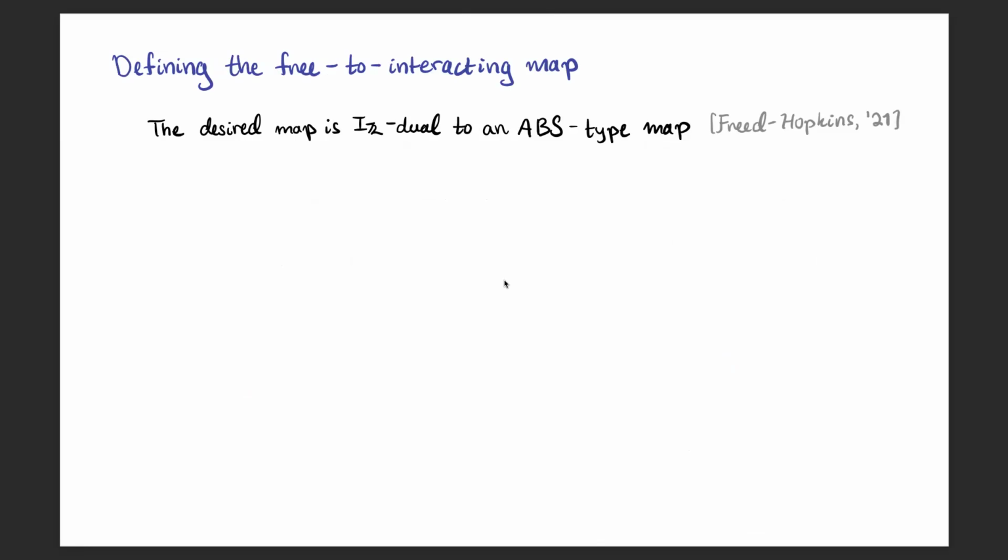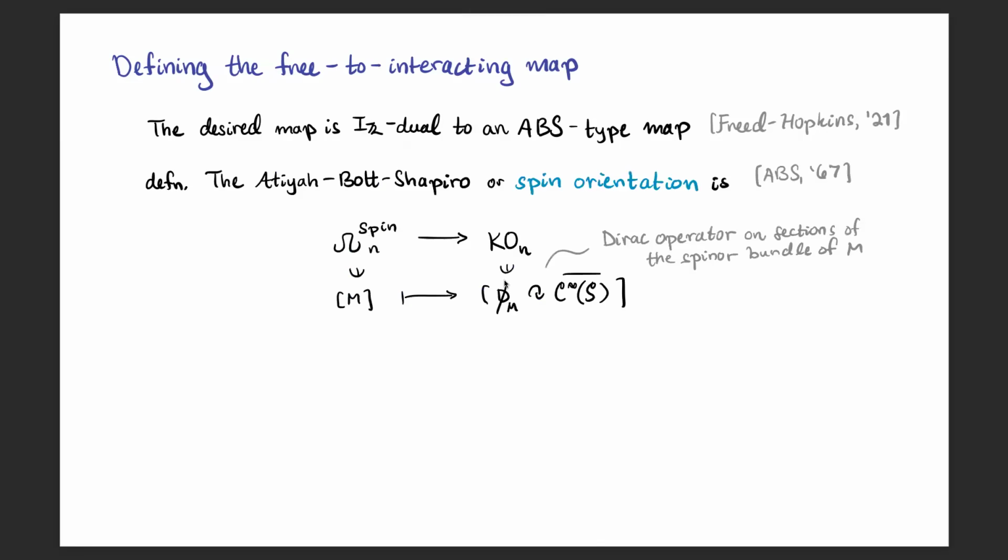Okay, great. Thanks. So I talked a lot about symmetries, I talked a lot about primed phases, and now I want to finally say, okay, how are we comparing, how are we defining this map? How are we comparing K-theory with invertible field theories or K-theory with bordism? So following the approach of Fried-Hopkins, we're going to look at the Atiyah-Bott-Shapiro, or the spin orientation. So this will give me a map from spin bordism to K-theory.